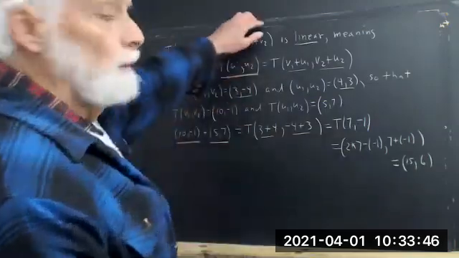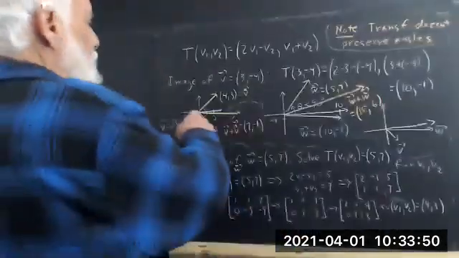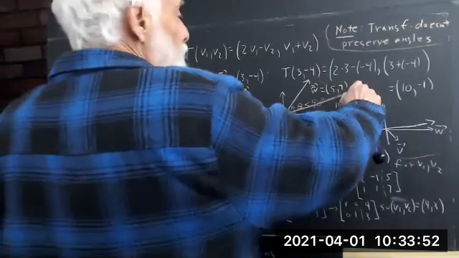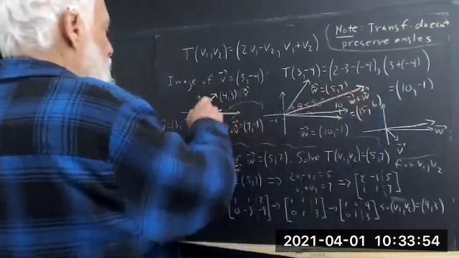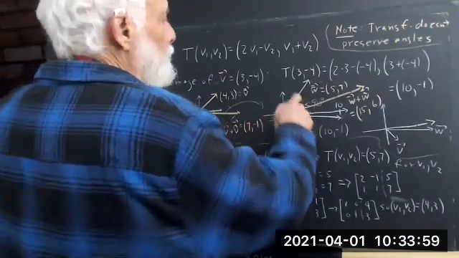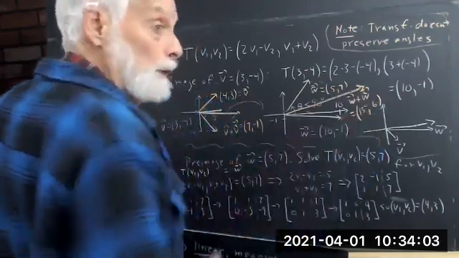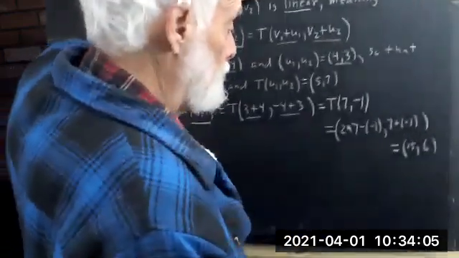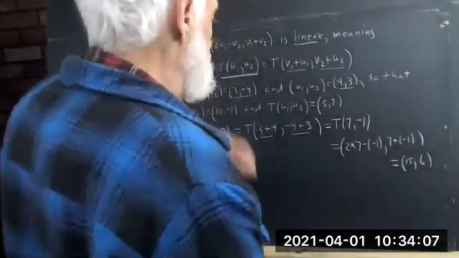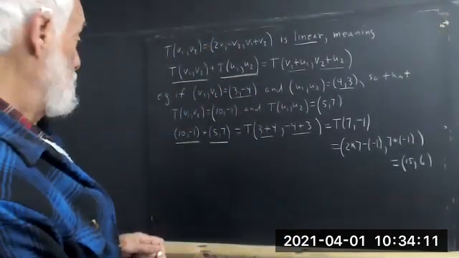Well, what were we checking? We checked if we transform this vector, do we get this vector? This vector being the sum of these two, we transform it, do we get the sum of the two transformed vectors? Well, the sum of these vectors is easily seen to be 15, 6. And that's exactly what we wanted. Okay.